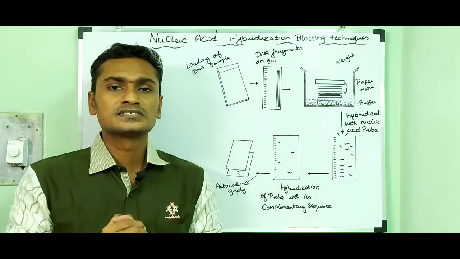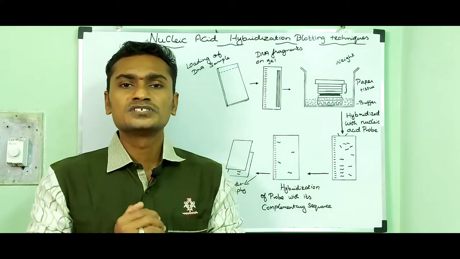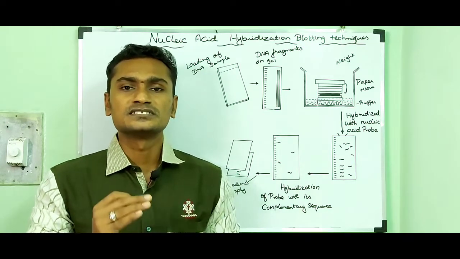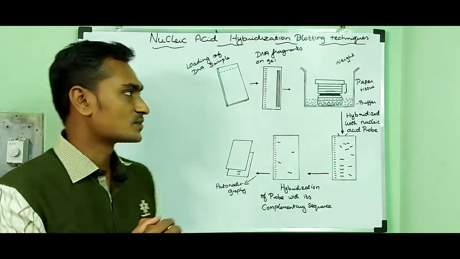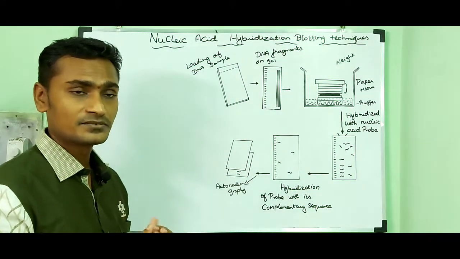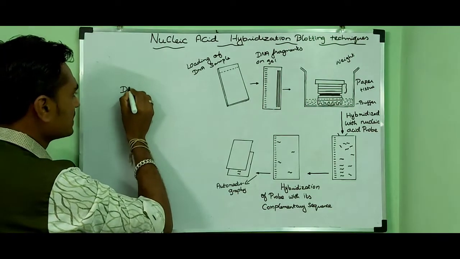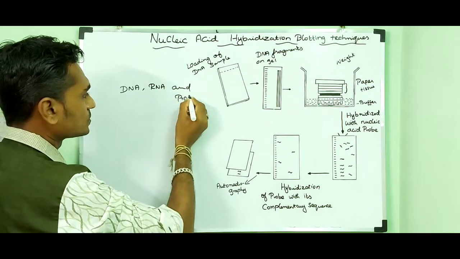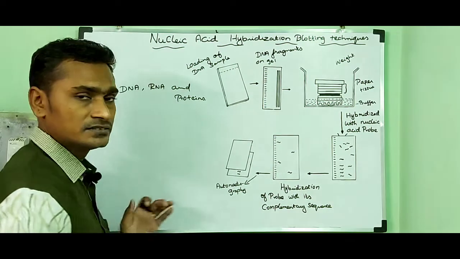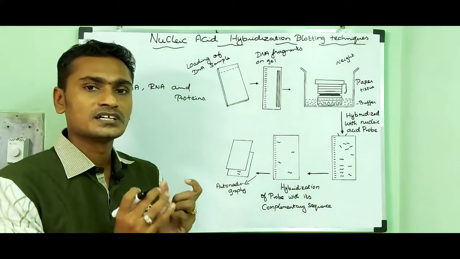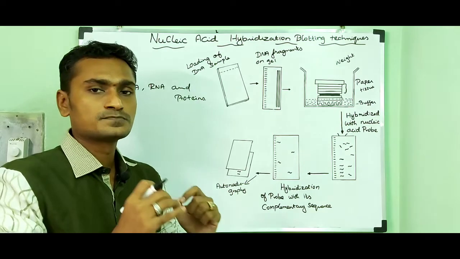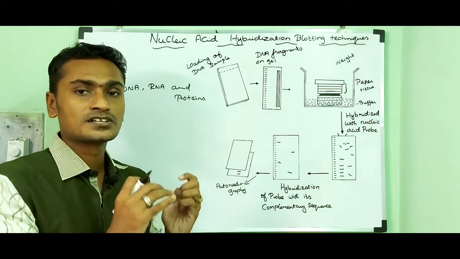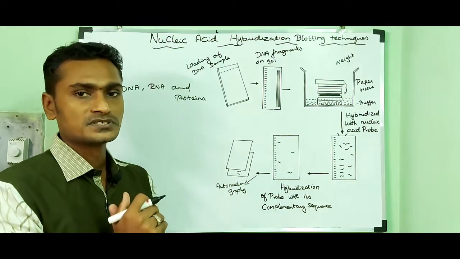Actually, the blotting technique is an analytical tool which is widely used in the field of molecular biology for the identification of desired biomolecules like DNA, RNA and proteins. This process is also used for diagnostic purposes. That means with this process we can detect the arrangement of genes in the chromosome.